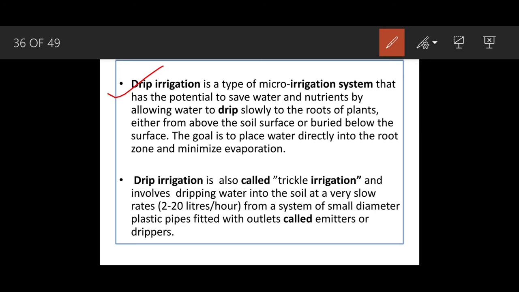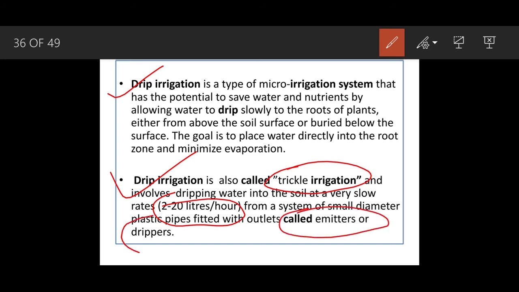Now children, see the next point. Drip irrigation is also called trickle irrigation because water trickles down to the roots of the plants and involves dripping water into the soil at a very slow rate. What is the rate? 2 to 20 liters per hour. And it depends on how much water the plant requires. So it varies according to the requirement of the water. It is done with the help of outlets called emitters or drippers. So I hope this is clear.